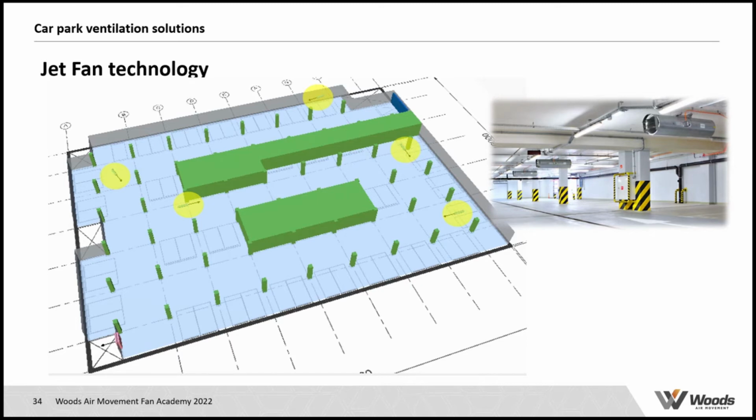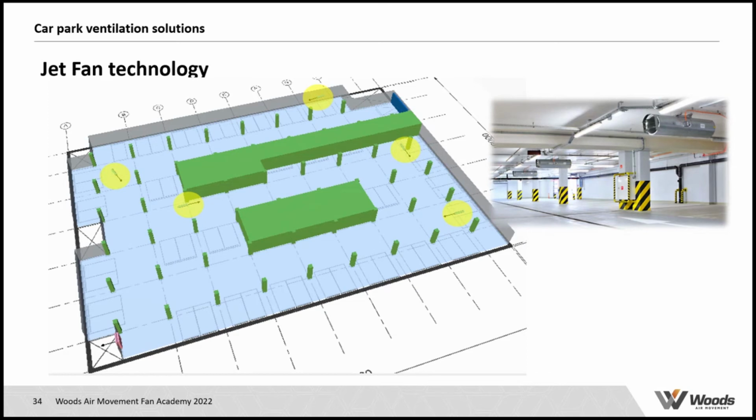They're sitting at high level in the car park. They're not taking up too much space, and they can be positioned basically anywhere we want, based on the airflow in the car park or the lack of airflow in the car park. So on the layout, you see some highlighted areas of jet fans.